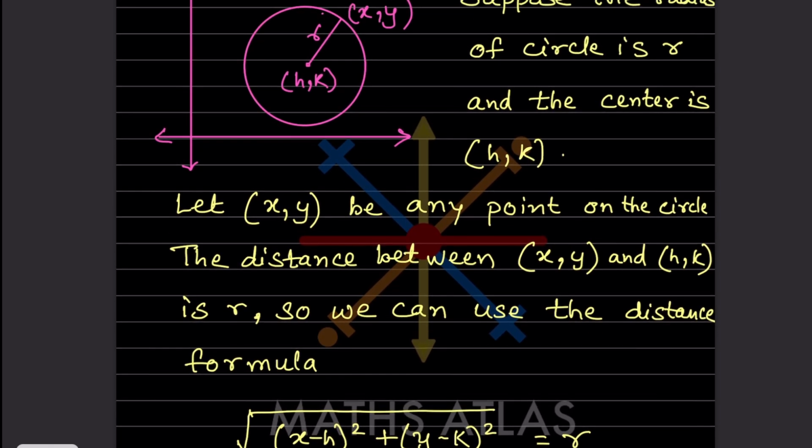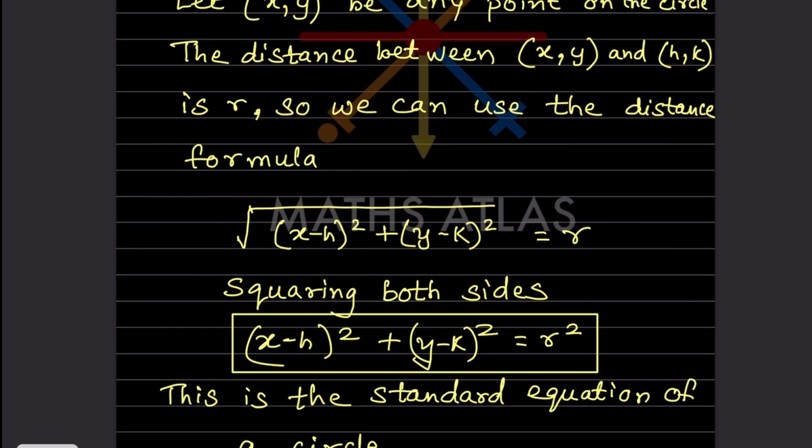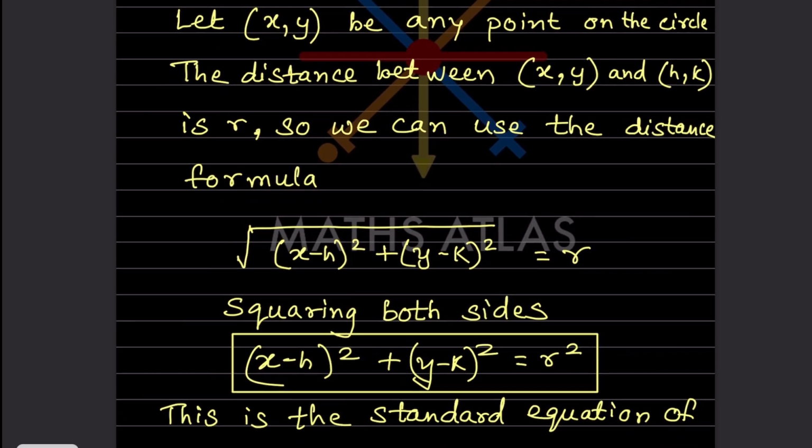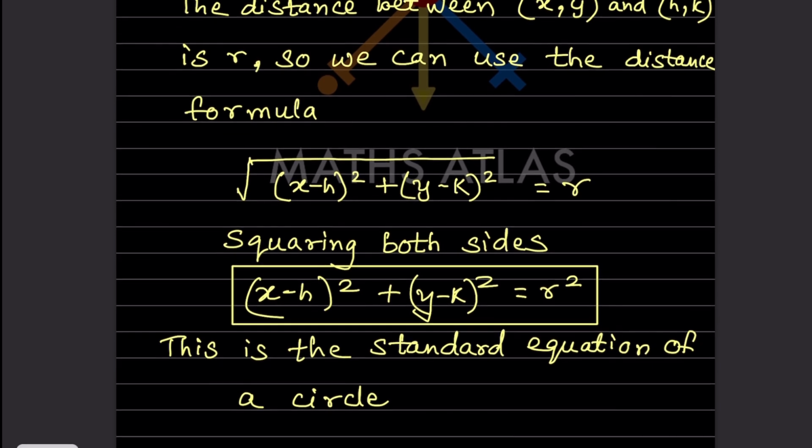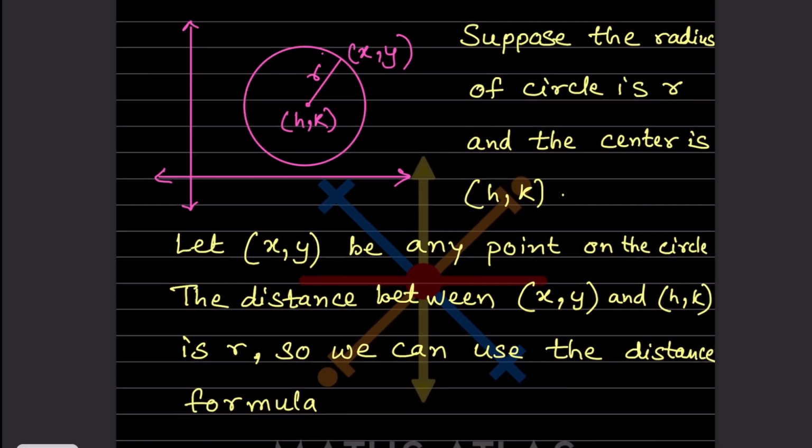So now what we can do here: the square root of (x minus h) whole bracket square plus (y minus k) whole bracket square, that is r. So when you square both sides, what is going to happen here? When you square this as well as this, on this side the root goes off, and here you get r square. So this is the standard form, that is the equation of a circle.